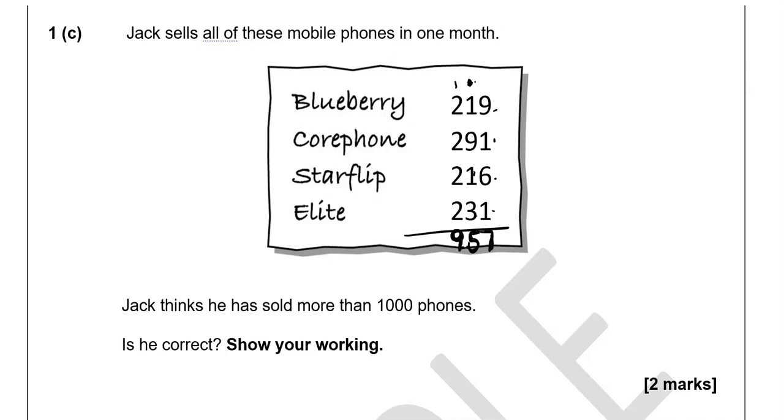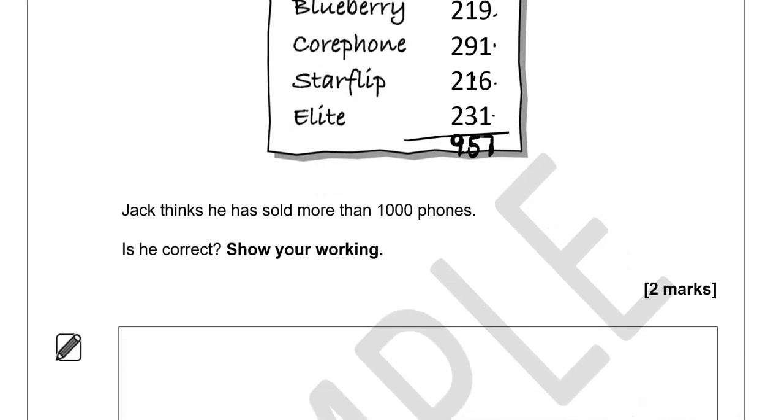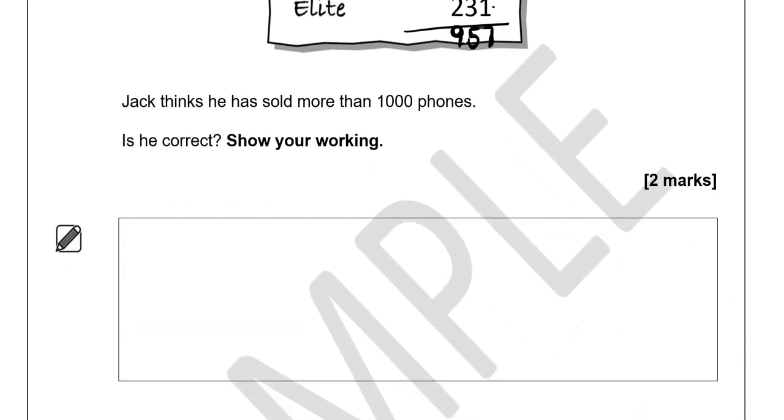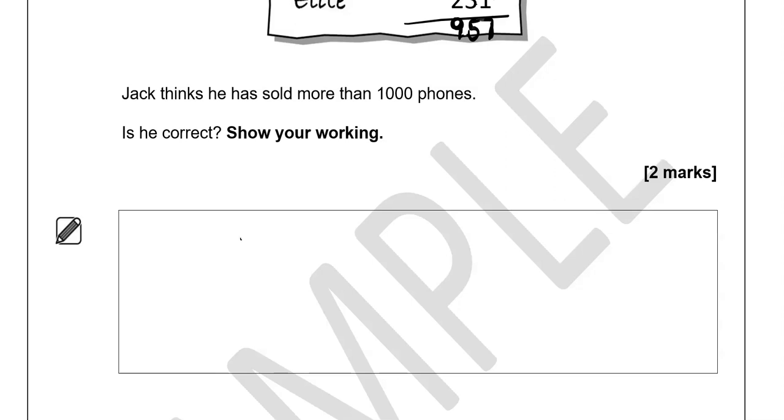So 957. So we're going to say no, he sold 957 phones.